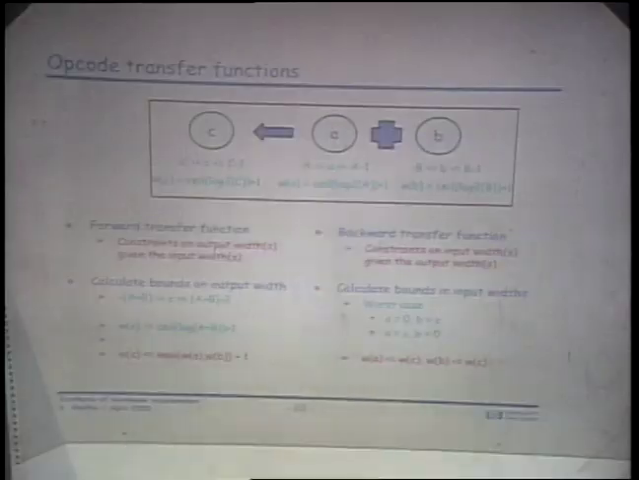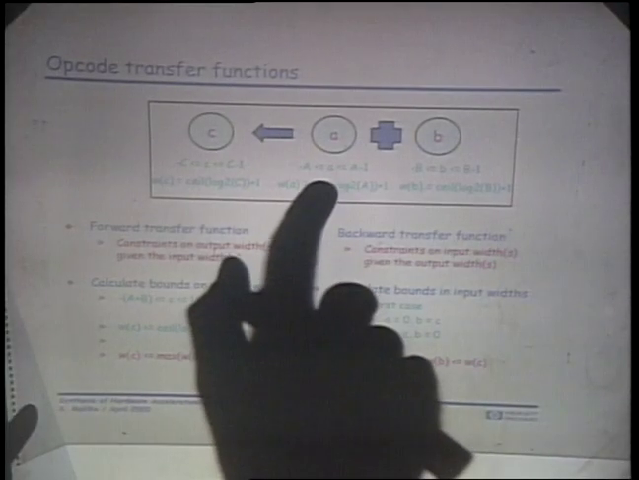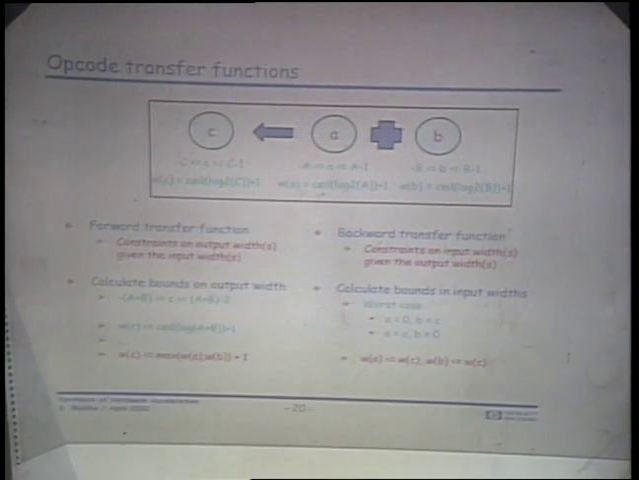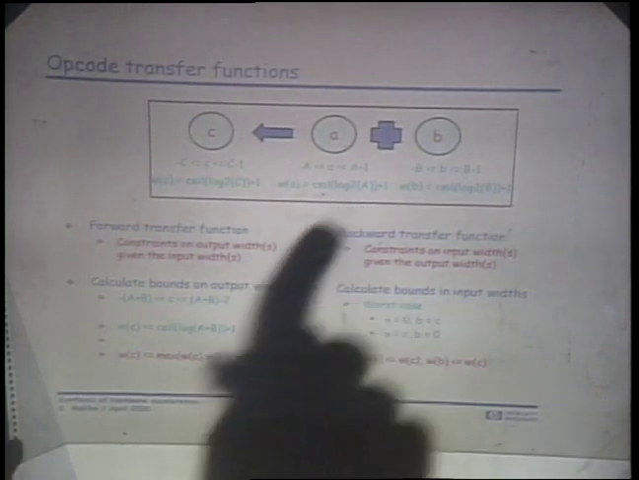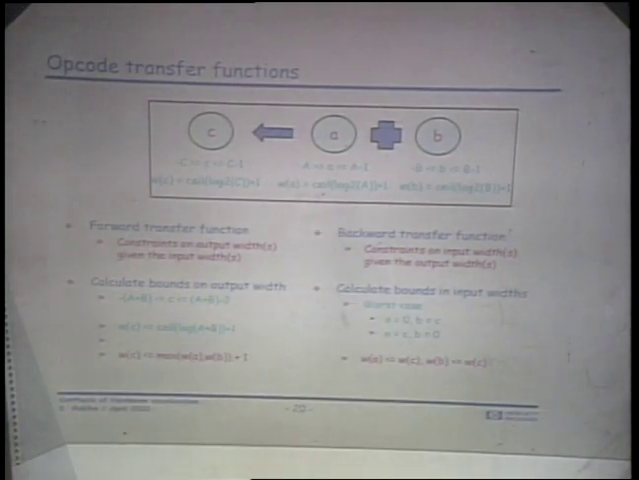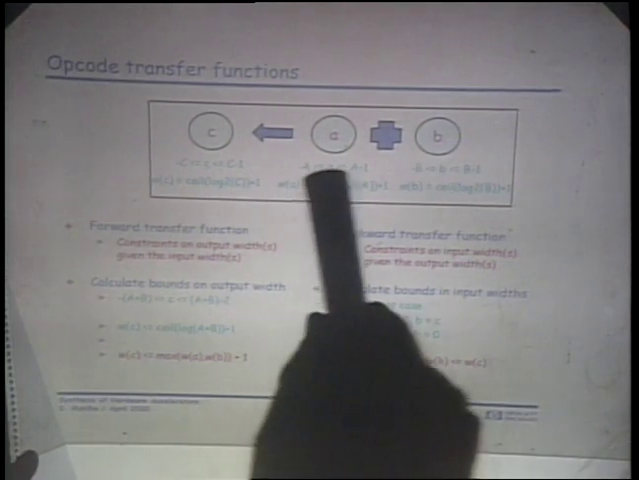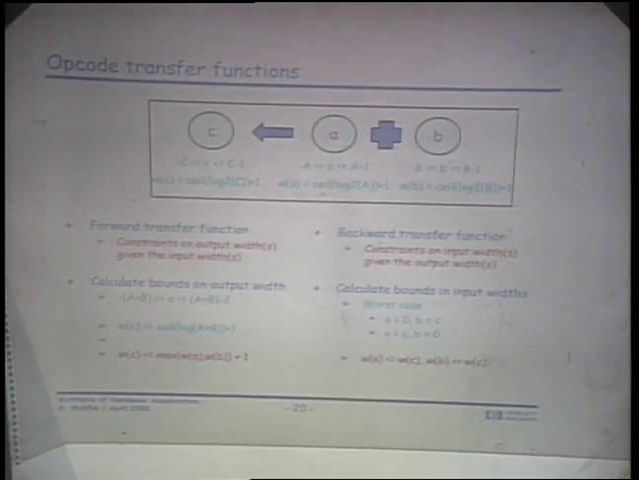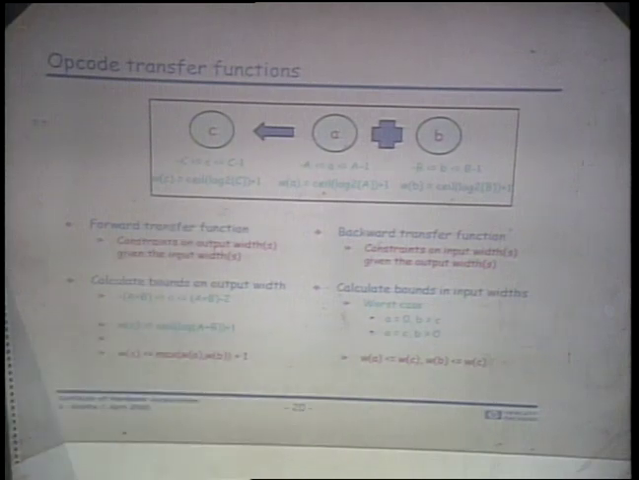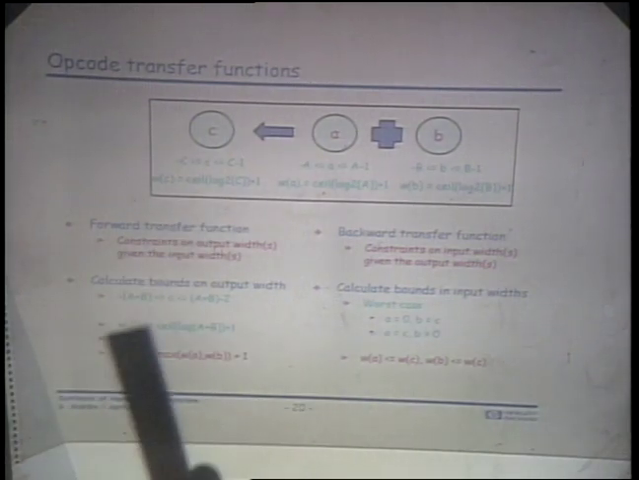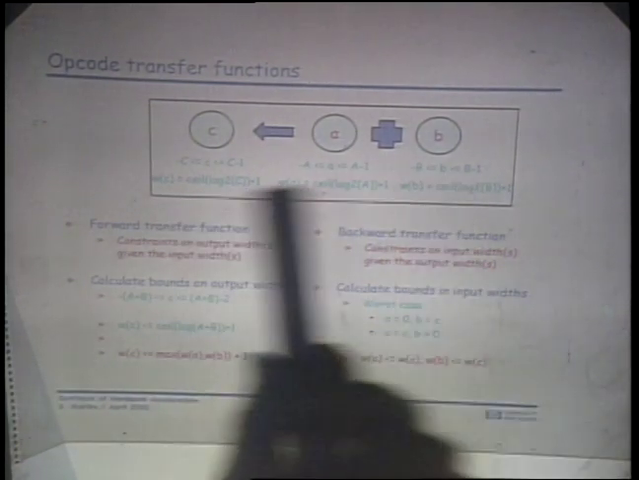So we start with C equals A plus B. Let's assume that the value of A ranges from minus capital A to positive capital A minus 1. Using 2's complement, what you can show is that the width of A is the ceiling of log base 2 of capital A, plus 1. That's how many bits in 2's complement are required to represent this value range. We're going to apply the same arguments to B and C.